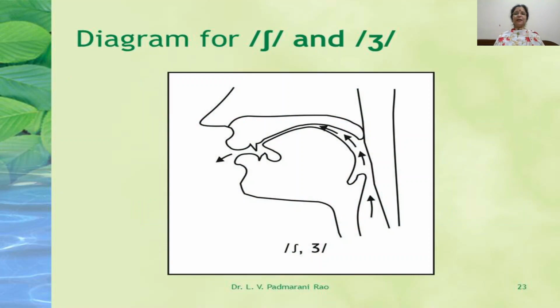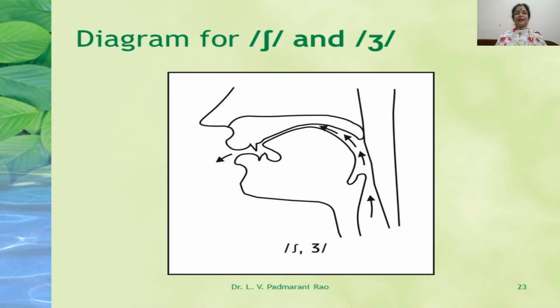The diagrammatic representation of sh and zh is as following. As you could see, the tip of the tongue is moved very close to the teeth ridge. Did you notice? The front and the blade of the tongue also are taken very close to the hard palate region. The soft palate is raised to shut off the nasal passage of air.